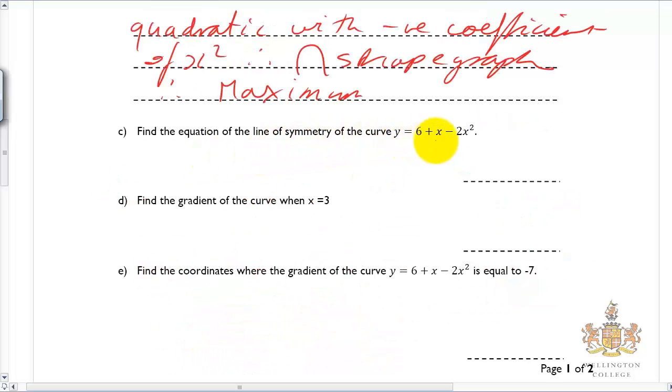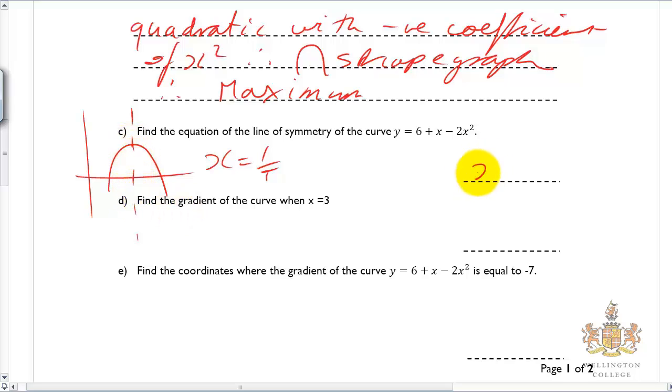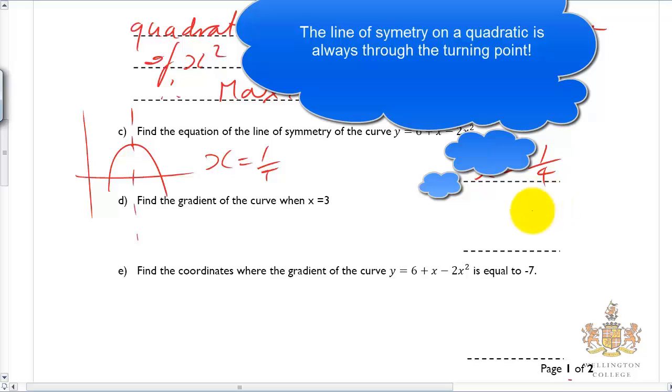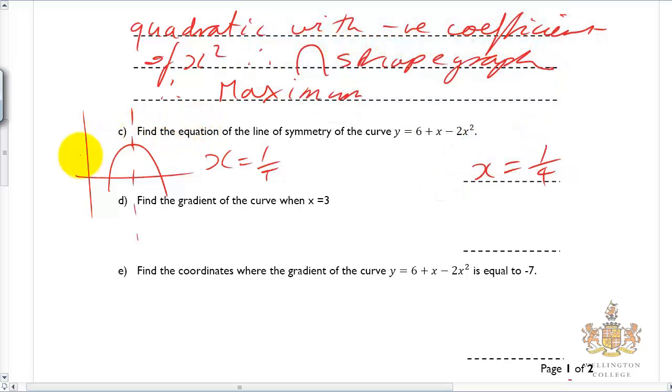Find the equation of the line of symmetry of a curve. Right, all quadratics have a line of symmetry, and the line of symmetry always goes to the maximum point. And the maximum point happened when x equals a quarter here. And notice this is a line that just follows parallel to the y-axis. x equals a quarter. So therefore the line of symmetry will be just simply x equals a quarter. All vertical lines are x equals something. All horizontal lines are y equals something.